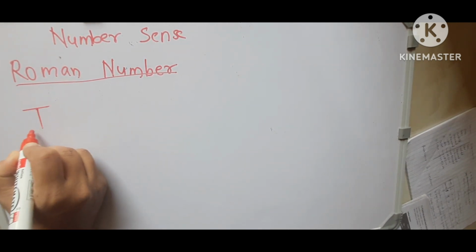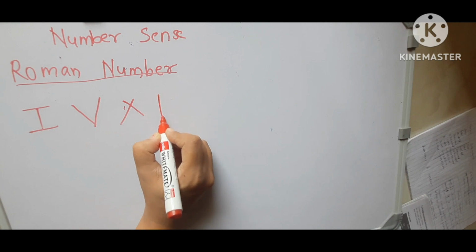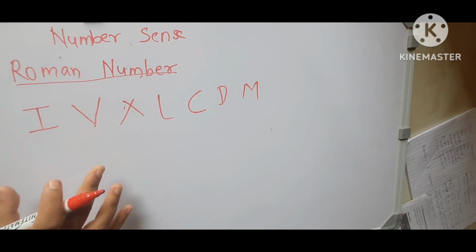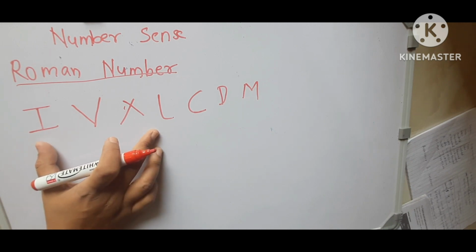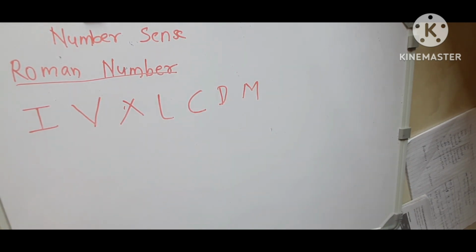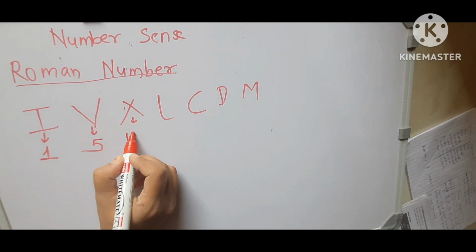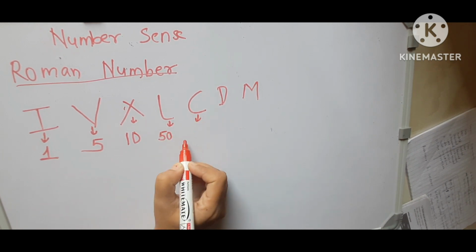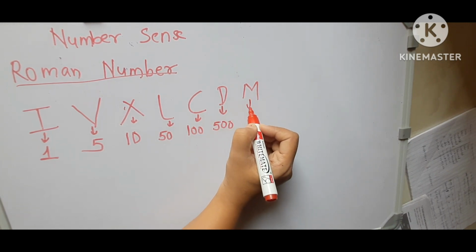So the first thing is, how do we write the Roman numbers? I, V, X, L, C, D and M. You just need to remember the values of these Roman numbers. We have all learned till I, V and X, we know that. L, C, D, M are new and you need to remember their values. I, as we all know, is 1. V, the value of V is 5. X is 10. L is 50. C is 100. D is 500. And M is 1000.